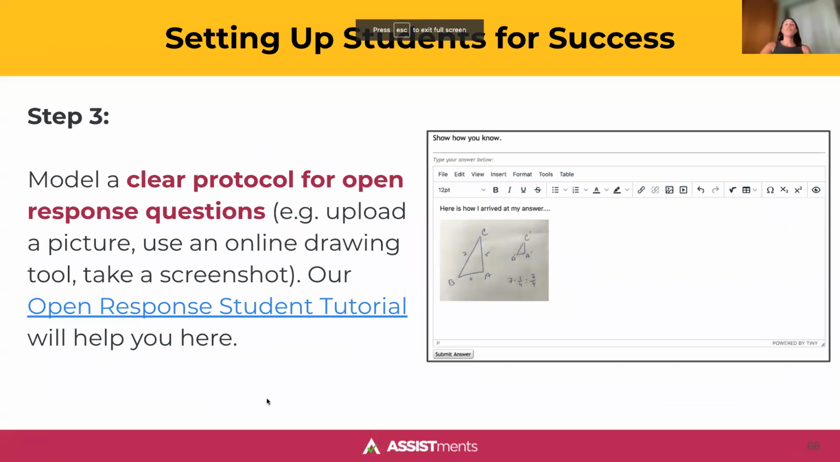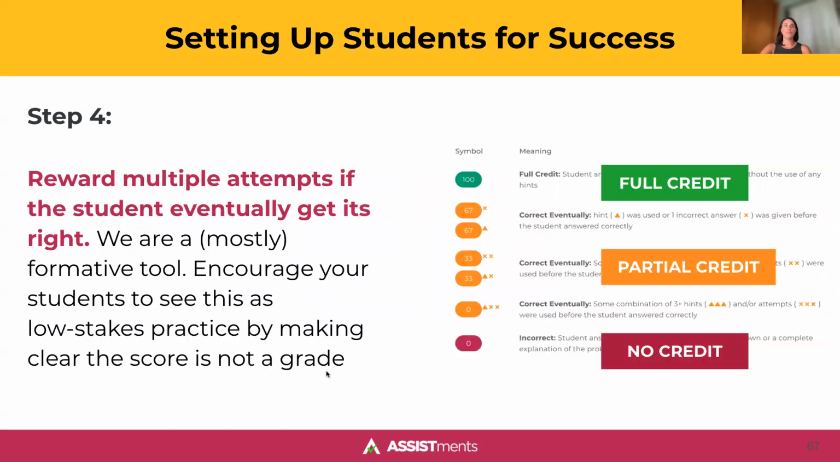Tip 3 is model a clear protocol for open response questions. Students, especially in the classroom, are used to doing their work on paper. Some of our teachers recommend using a drawing tool on their computer if they're using Chromebooks, or drawing their work on paper, taking a picture and uploading it, depending on their capacity and what grade level you're supporting. We have created a specific open response student tutorial that you can share to help troubleshoot students who are having issues getting their pictures in using the different functions of the open response question.